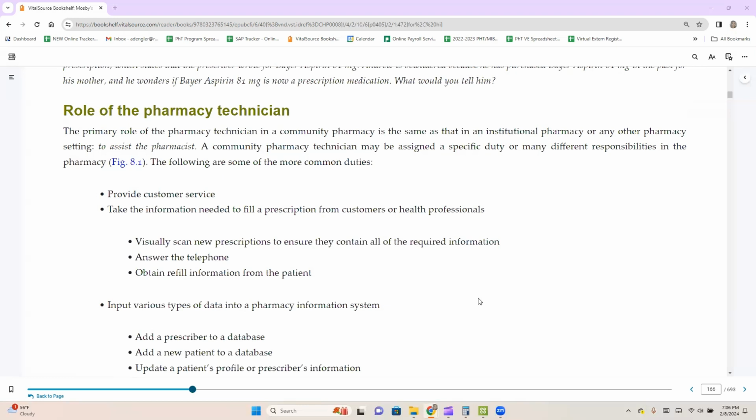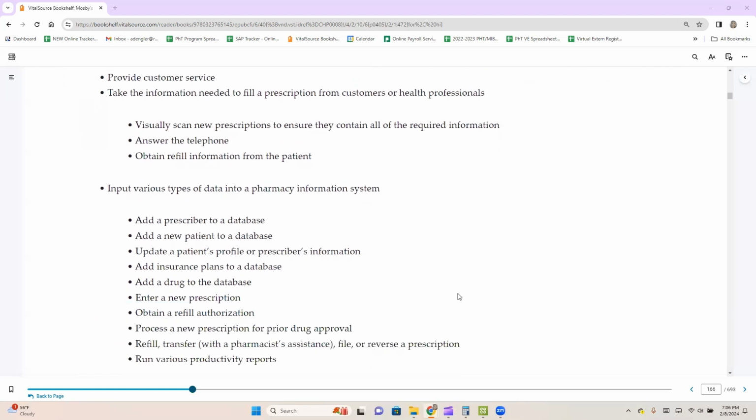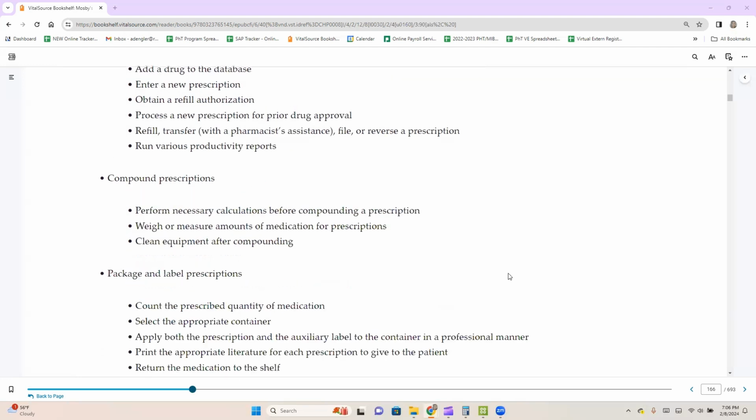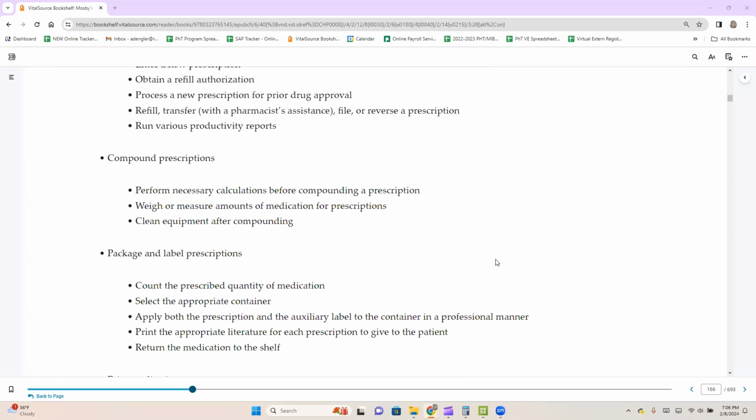So some of the more common duties: provide customer service, take the information needed to fill a prescription from customers and health professionals, answer the phone, obtain refill information, and then also input various types of data into a pharmacy information system. Examples of that would be adding a prescriber to the database, adding a patient to the database, adding insurance plans to the database, adding drugs to the database, processing a new prescription for prior drug approval.